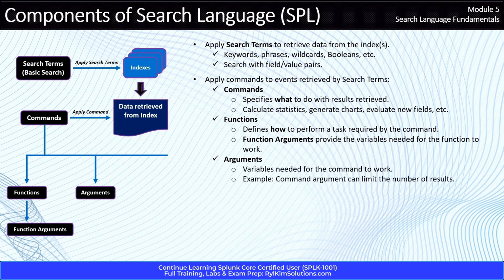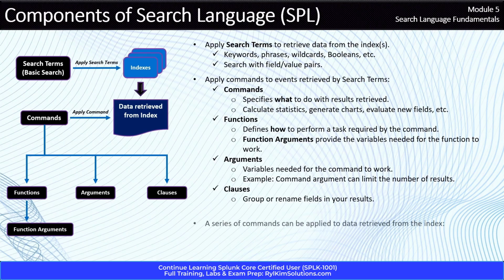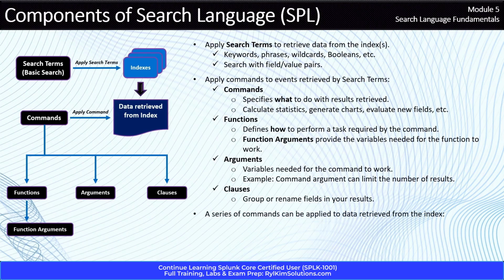For example, you can have a command argument to limit the number of results. Let's say you ran a search and you had over 1,000 results. You are only interested in seeing the top 10, for example. You can use a command argument to do something like that. Now, the next thing here is clauses. What do clauses do for you? You can use clauses to group or rename fields in your results.